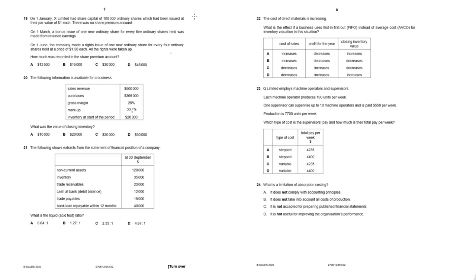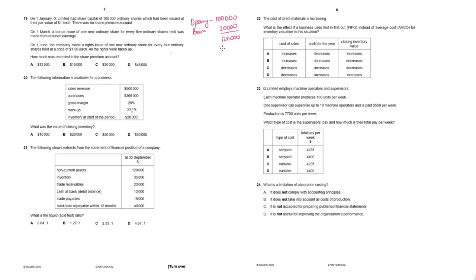So earlier, at the opening, what were the number of shares that were outstanding? 100,000. Then the company issued bonus shares 1 for every 5. It means 20,000 bonus shares were issued. So after the bonus issue, total number of shares were 120,000.